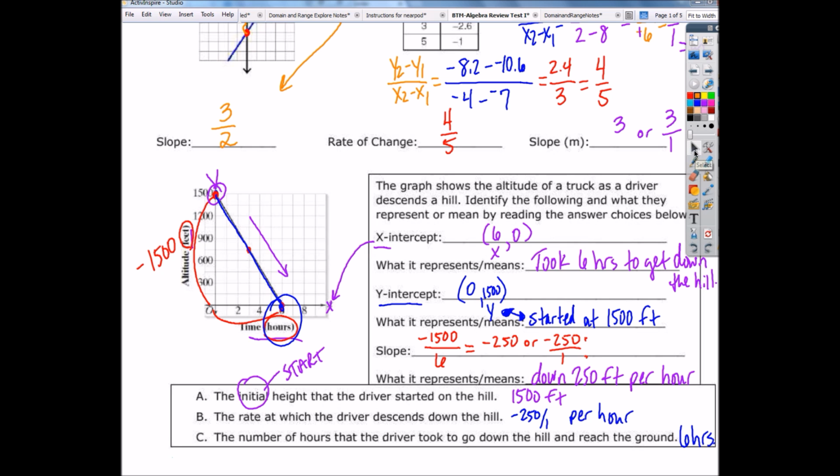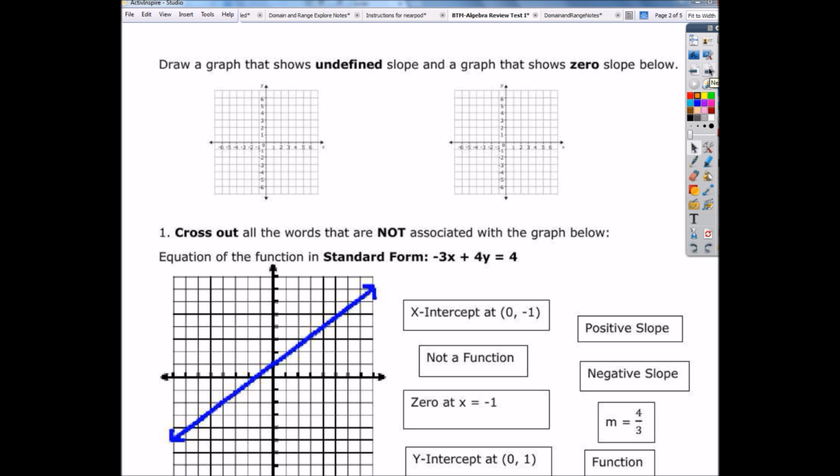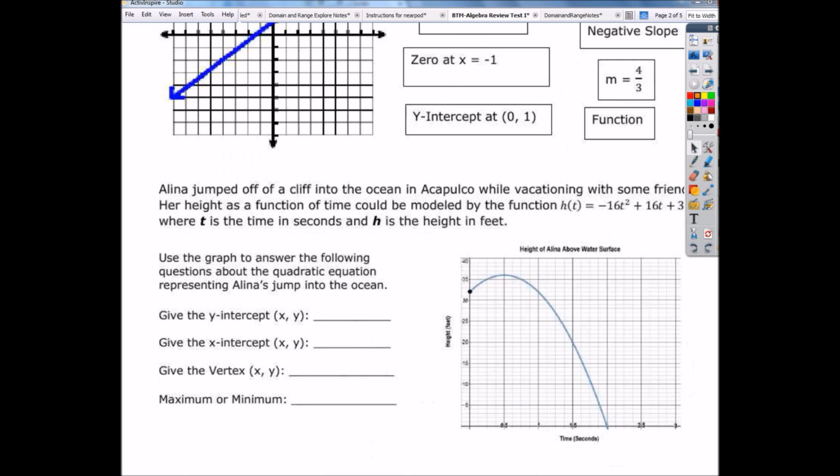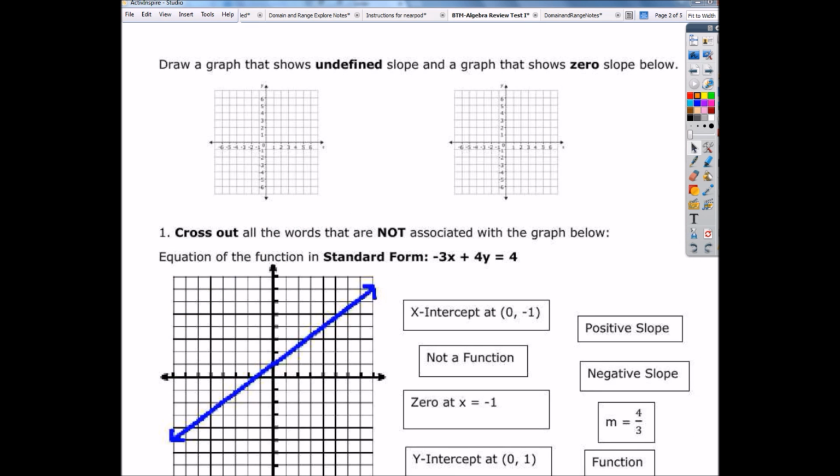All right, that's page 1, folks. 3 more pages. Let's go ahead and hit them up. We're going to go through these fairly quickly. Undefined slope, we already know, is some type of x equals graph. And if it's undefined, that means you have no slope.